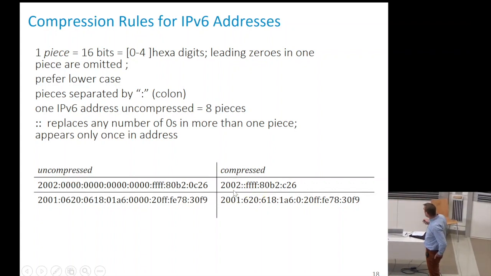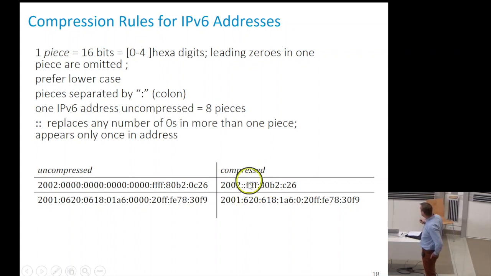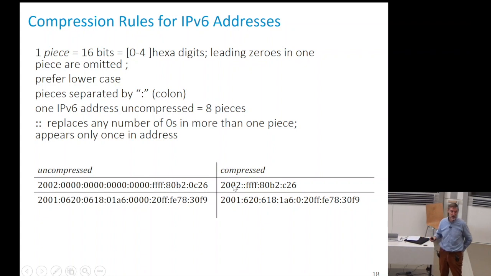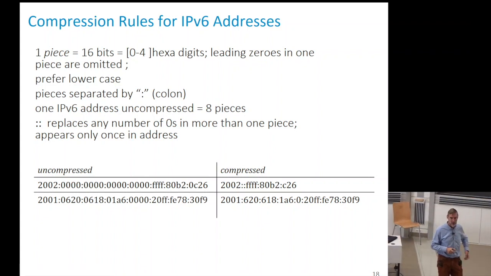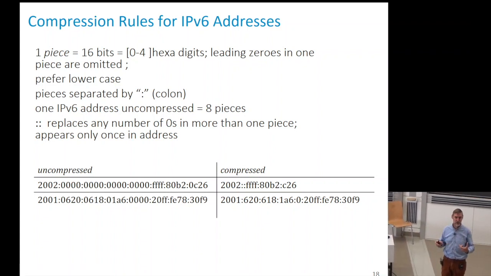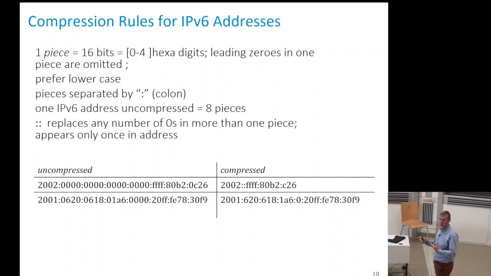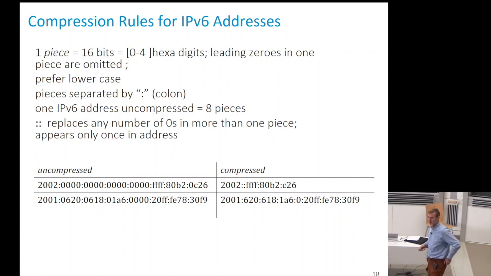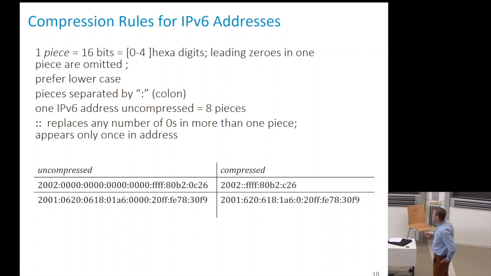Of course, this syntax could be ambiguous if there were multiple blocks. If there are 2 blocks of as many zeros as required, you don't know how many zeros there are in every block. You just know the total number of zeros, the total number of empty blocks. So the rule is this is allowed only once in an IPv6 address. If you see 2 of those blocks, it's an illegal writing.